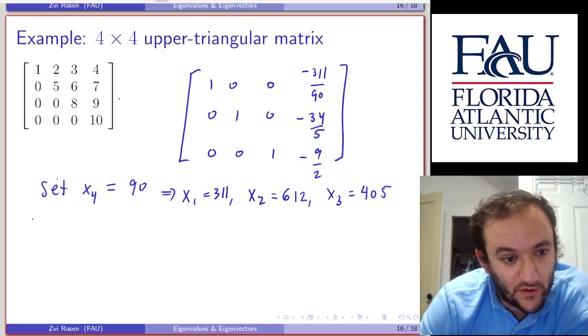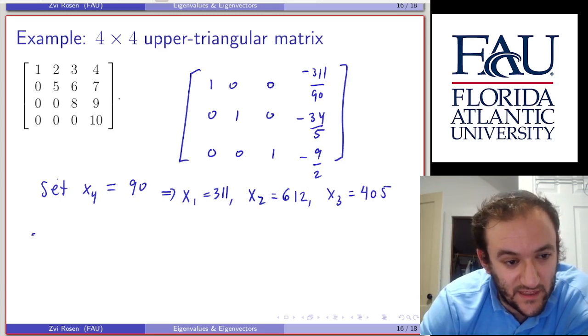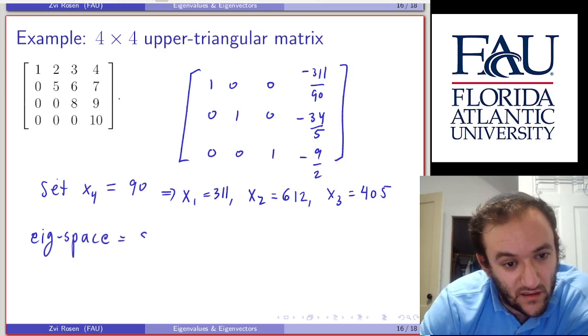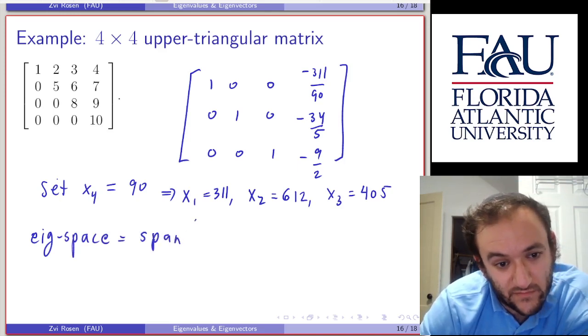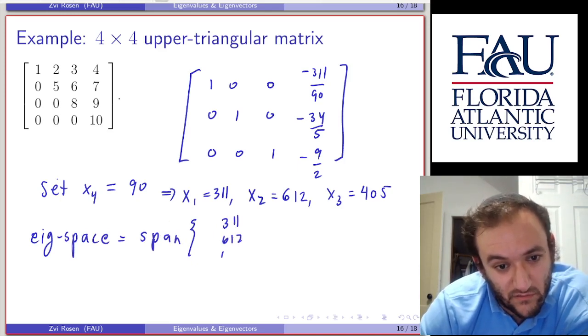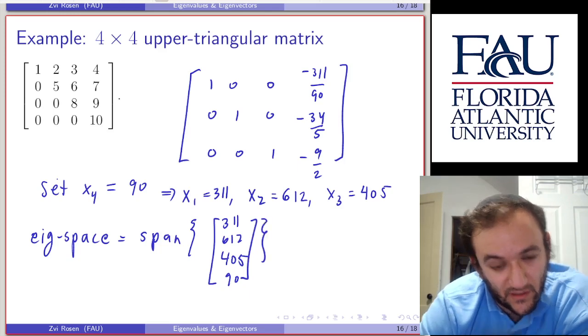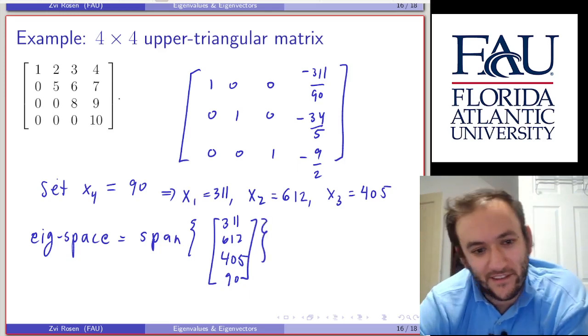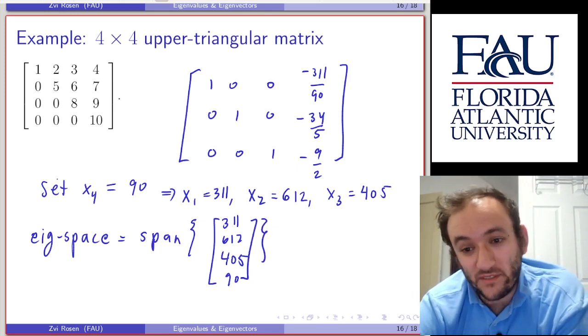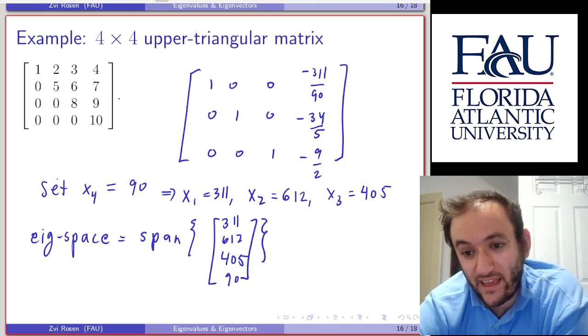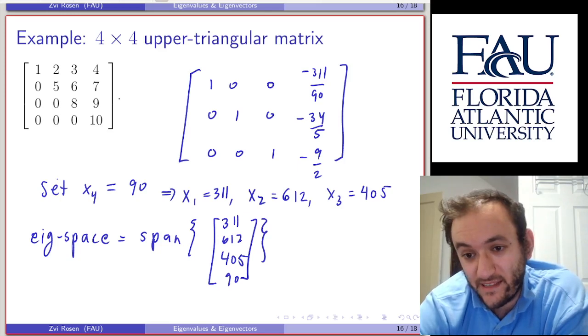Okay, so we should have that this eigenspace is the span of 311, 612, 405, and 90. That single vector, which is not the prettiest thing, but when I multiply this matrix by it, I get that it's multiplied by 10.